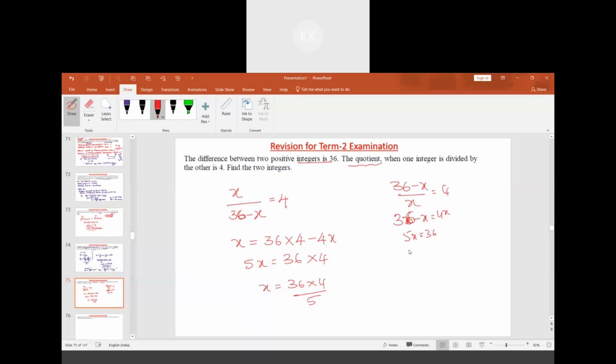Yes, sir. But this is not getting digested. We are not getting integers here. Sir, somewhere there is a mistake. What is the mistake?